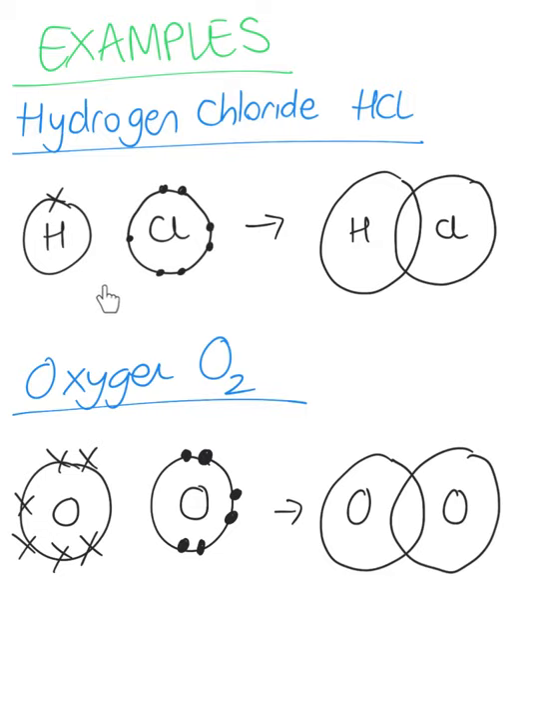Hydrogen only has 1 shell, so it needs 1 more electron to complete its outer shell because it can only hold 2 in the first. Chlorine has 7 electrons in its outer shell, and it can have 8, so it needs 1 more. So you can imagine what happens here is we have the sharing of these 2 electrons, but we represent it on the diagram like so.